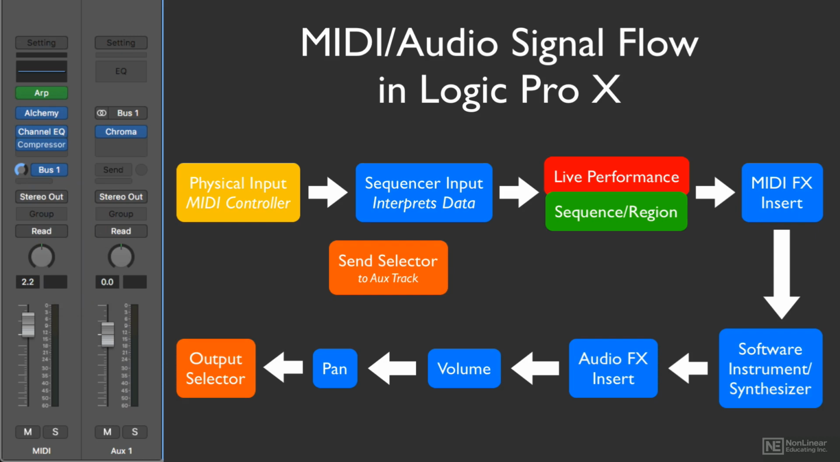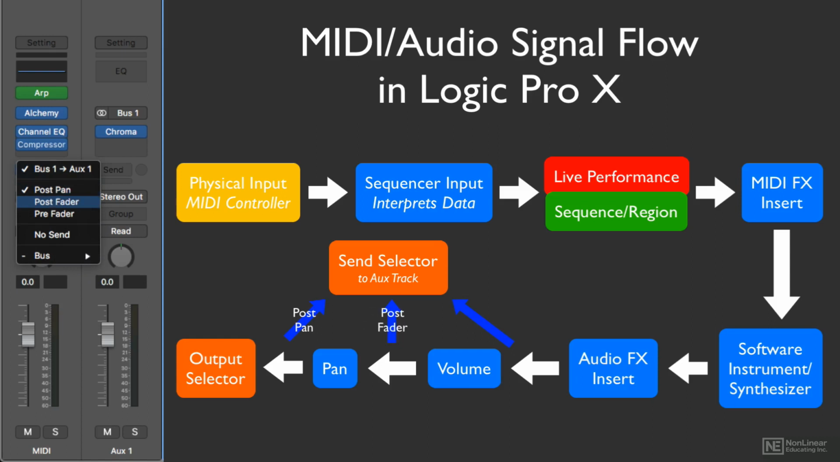So where do the sends fit in all of this? Well, really three different places. They can be post-pan, which is the default setting, and this puts them after the volume and pan controls. They can be post-fader, which puts them after volume but before pan. And they can be pre-fader, which puts them before both the volume and pan controls. Each of these will have a different effect on the signal that is sent.